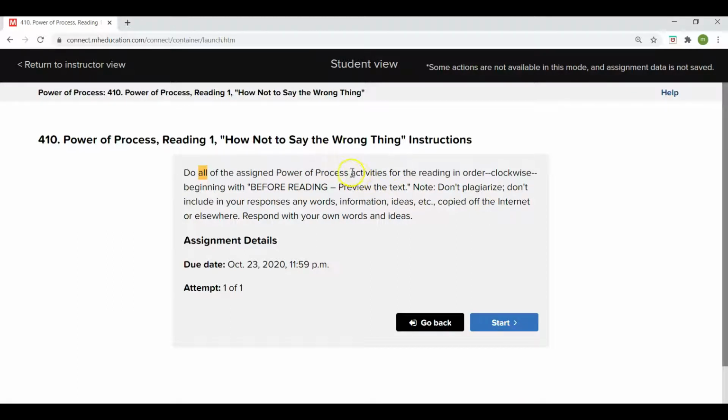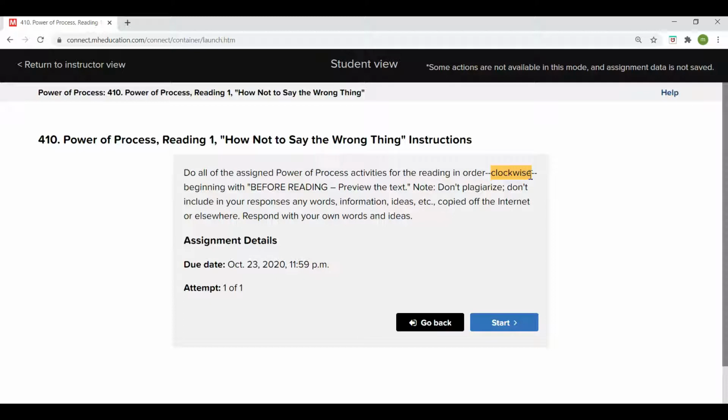So you learned from this already that there are, I mean, for me to say all, that means that there are many. There aren't like 2 or 3. There are many Power of Process activities for this reading, and the reading is an article with that title. And you're supposed to do these in order, or in clockwise order.